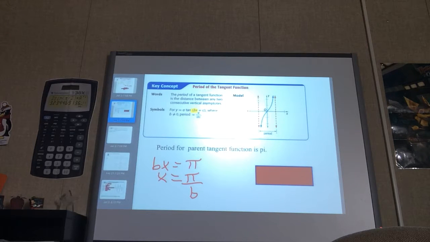So now let's go ahead and look at our first example. So we're going to look at an example.